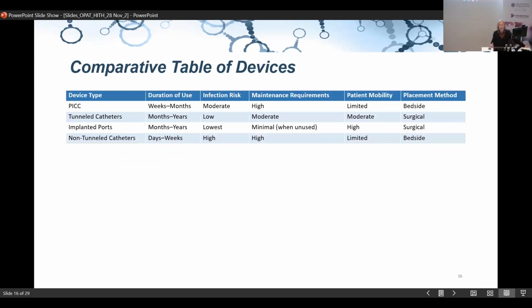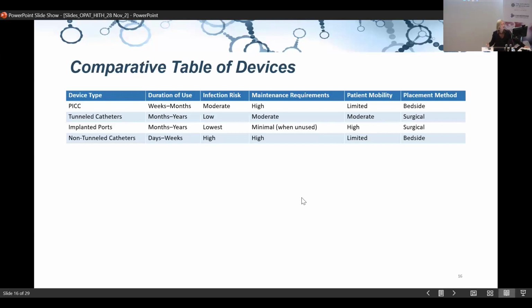used over weeks to months, and these are our most commonly used devices in the OPAT and HITH environment. Pretty much all our patients will have those. Some will have midlines now as well, in the HITH environment, not so much in the OPAT environment.